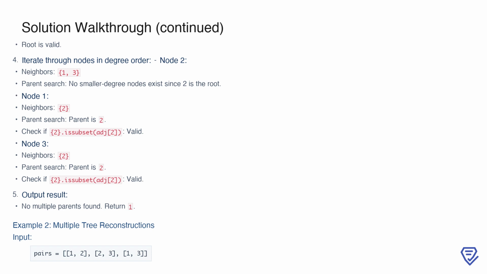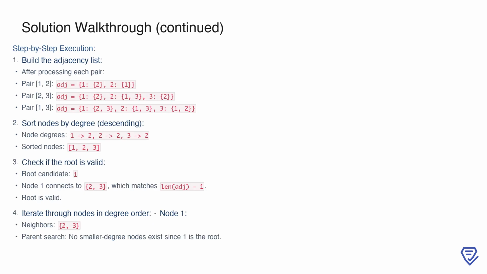Similarly, for node 3, its only neighbor is node 2, so its parent is also node 2. Again, checking if {2} is a subset of adj[2] confirms validity. Since no node has multiple parents and the structure adheres to the tree properties, we determine that the tree can be reconstructed uniquely. The final result is 1, indicating one valid reconstruction.